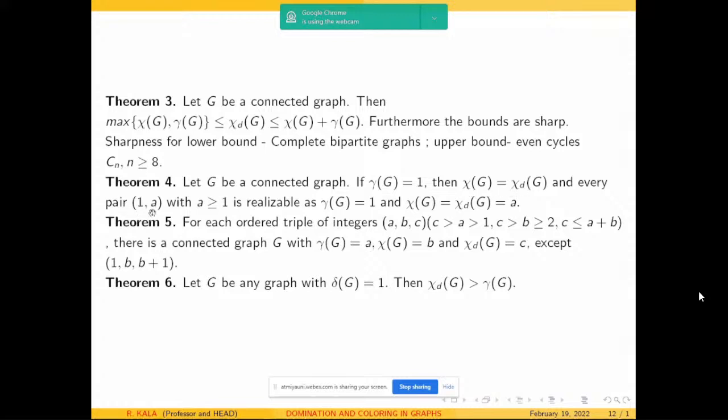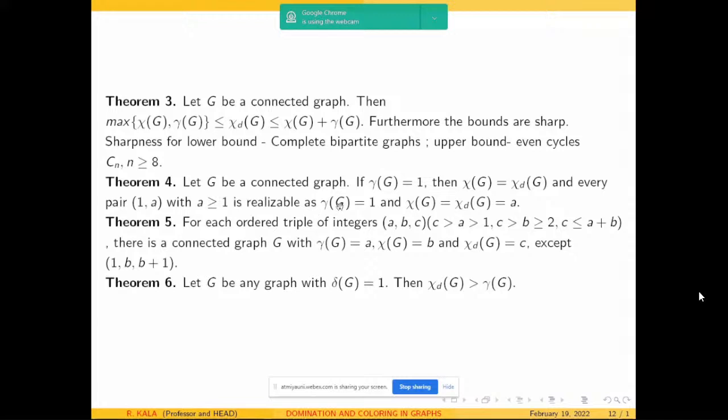And of course, this is a realization theorem. If you take any pair 1 comma a with a greater than or equal to 1, I can find a graph with gamma equal to 1 and both chi of G and chi d equal to a. What you do is you take a Ka, and the remaining pendant vertices are all attached to one vertex of Ka.